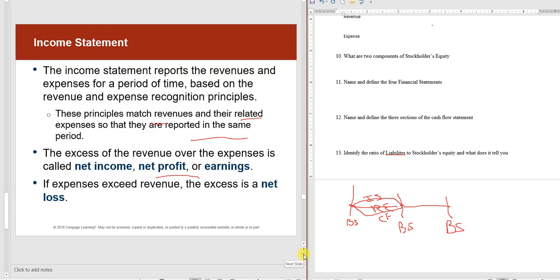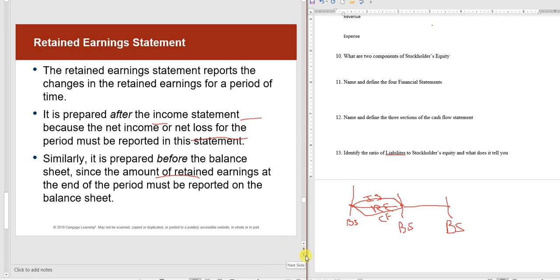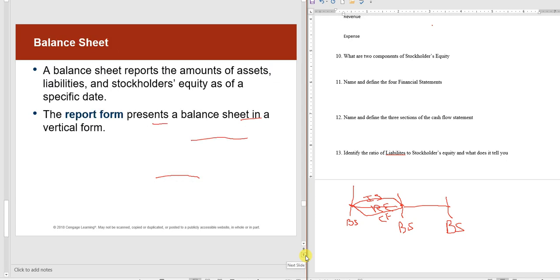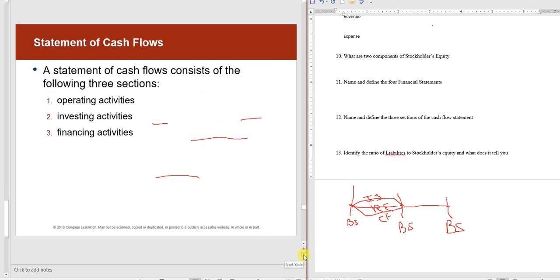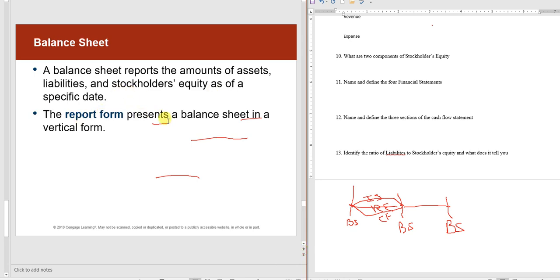You can see that the income statement has your revenues minus expenses. Hopefully you make a profit. Then your retained earnings statement and your balance sheet. You can do it in report form. These forms are not important.